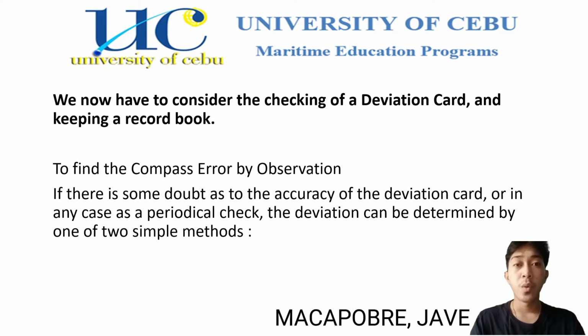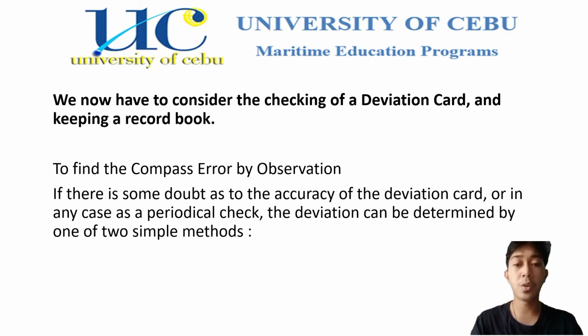So we now have to consider the checking of a deviation card and keeping a record book. To find the compass error by observation, if there is some doubt as to the accuracy of the deviation card, or in any case as a periodical check, the deviation can be determined by one of two simple methods.